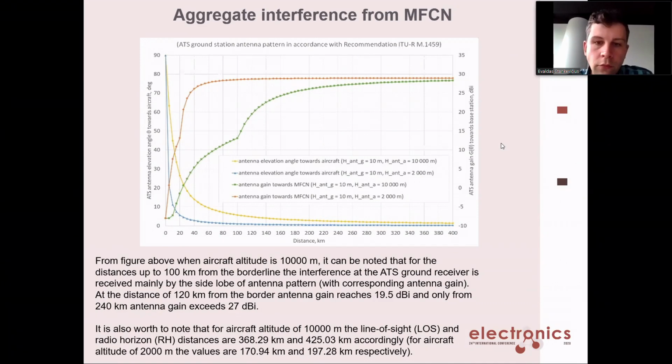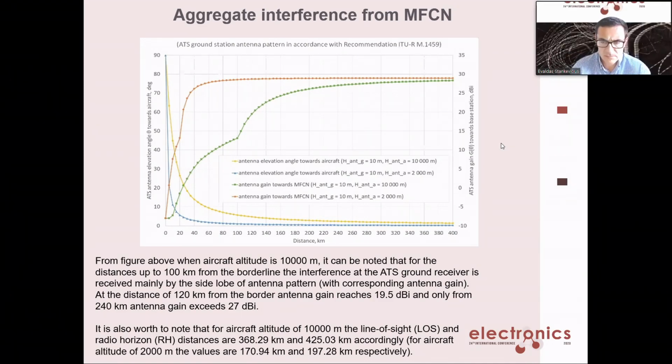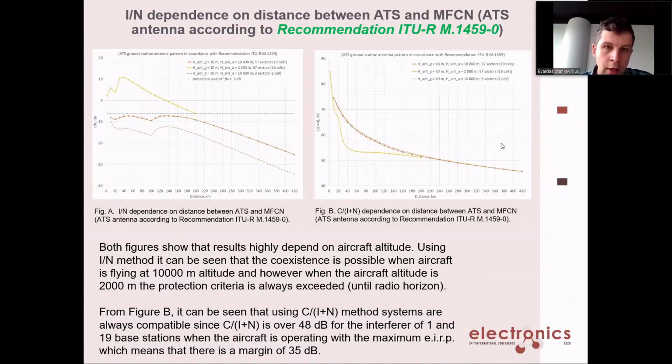So it is just the situation regarding the gain and elevation angle. And 2 different calculations were made. First of all, with the antenna pattern according to ITU recommendation 1459. Both pictures show that results highly depend on the aircraft altitude. Using the I over N method, it can be seen that coexistence is possible when the aircraft is flying at 10,000 meters altitude. However, at an aircraft altitude of 2,000 meters, the protection criteria is always exceeded.